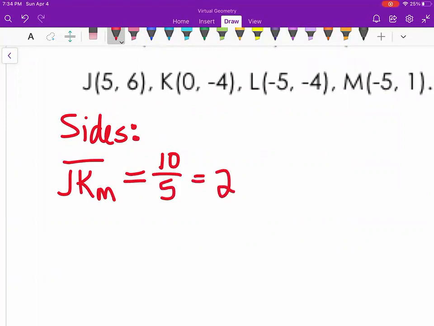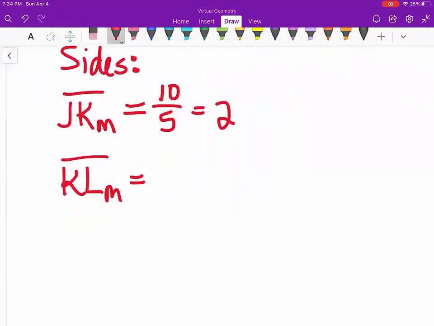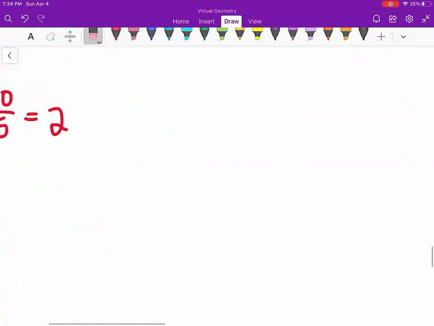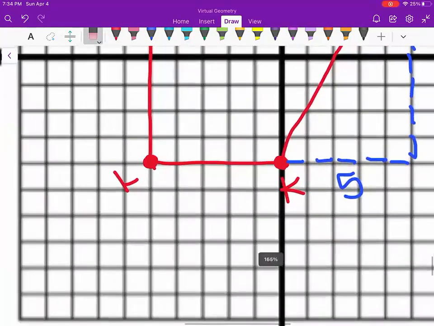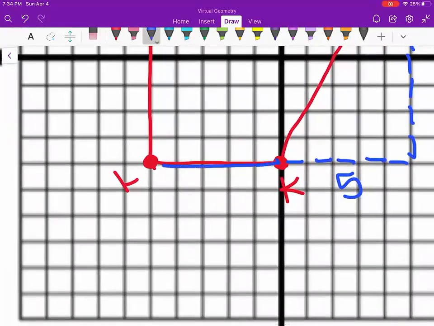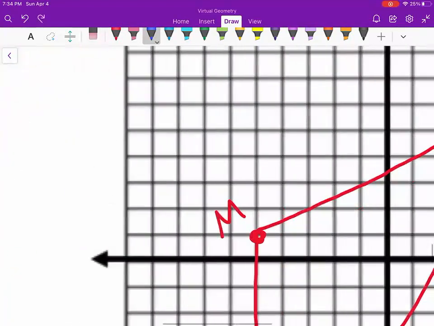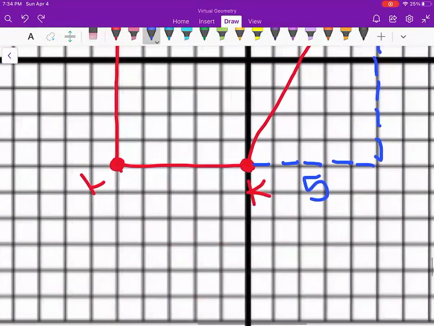So let's keep working our way around the shape here, KL. So the slope of KL, and then I'm going to go ahead and rewrite the rest of these. LM, slope, which we'll find in a second, and then MJ. Let's go find all the ones we need. So KL.